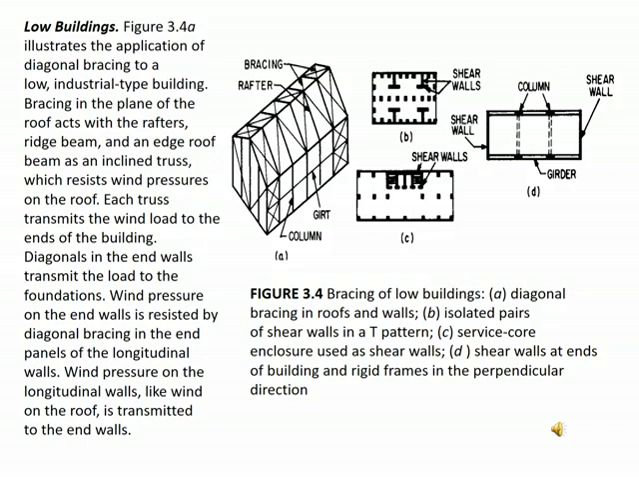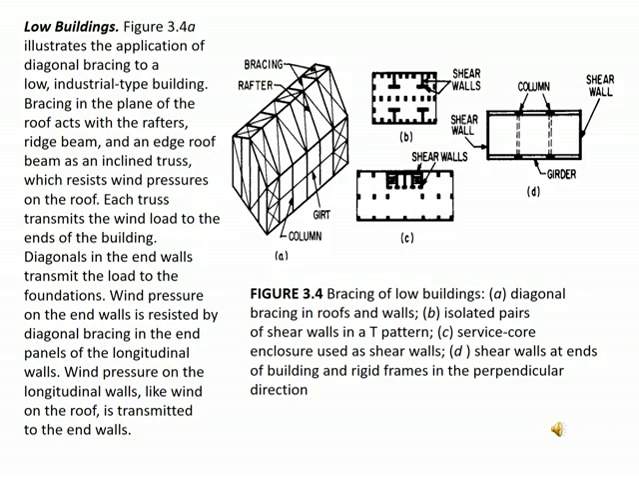The wind pressure on the longitudinal walls, like wind on the roof, is transmitted to the end wall. So when the wind hits from above, this wind pressure needs to be transmitted to the end wall. In this way we utilize the diagonal bracing to distribute and transmit the wind force. In the diagram you see this figure 3x4 is the bracing of the low building, a diagonal bracing.